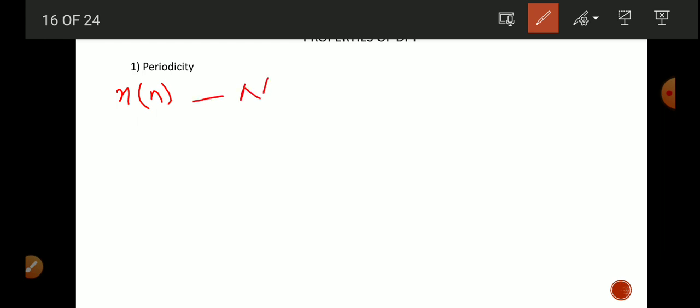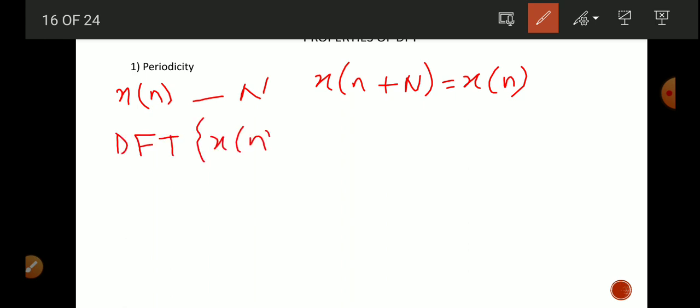If x of n signal is periodic with N, then we can write x of n plus N equal to x of n. DFT of x of n can be represented as X of k. If x of n is periodic with a periodicity N, then X of k is also periodic. So, we can write X of k plus N equal to X of k.